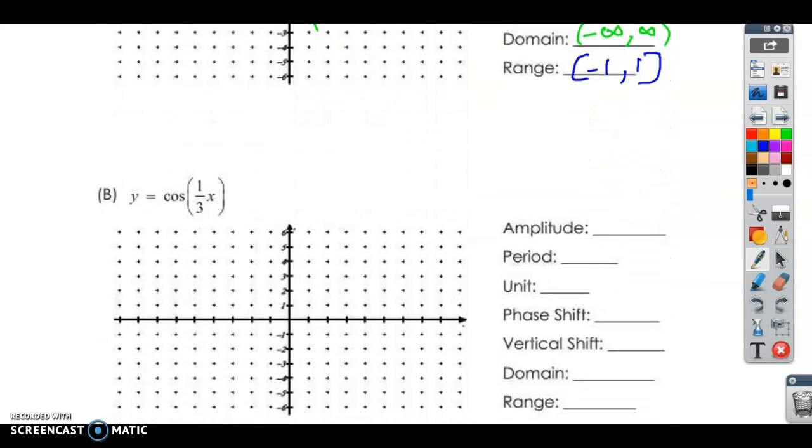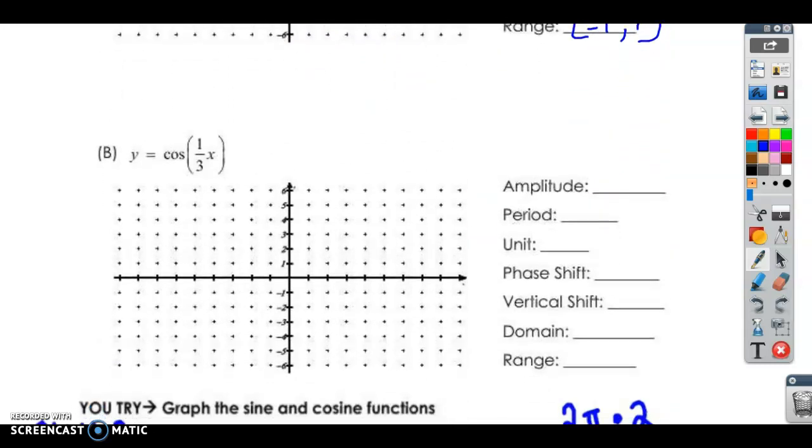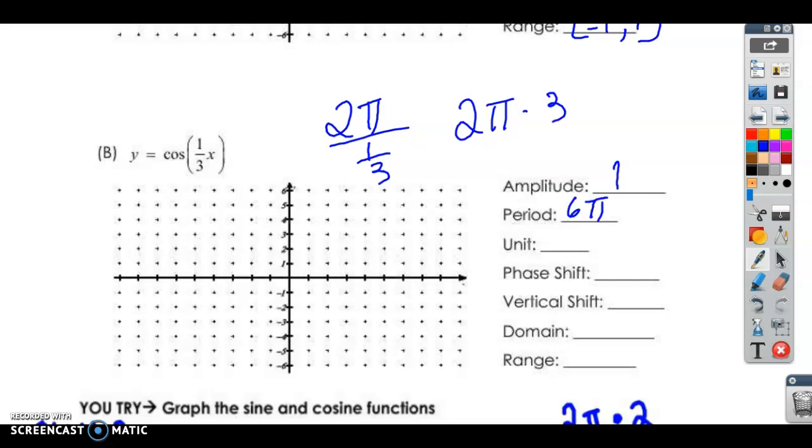So we're going to skip the U-try. We're going to go to B. So amplitude 1. Now the period is normally 2 pi, but right now it's going to be 2 pi divided by 1/3. We don't ever divide by fractions. We multiply by the reciprocal. So 2 pi times 3, that's going to be 6 pi. If I take that, cut it up into 4 even sections, each of those sections is going to be 3 pi over 2. Because if I do 6 pi divided by 4, that's 3 pi over 2. So I am counting by 3 pi over 2.